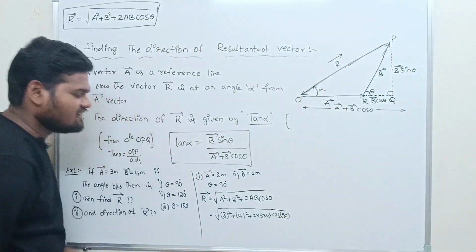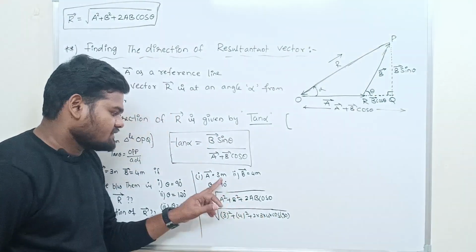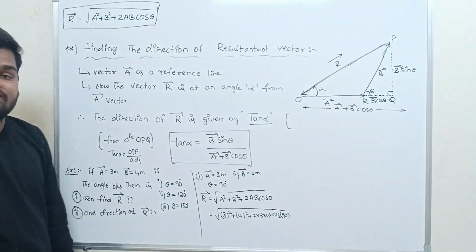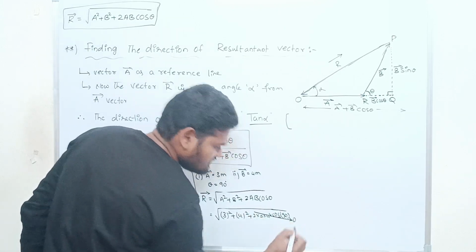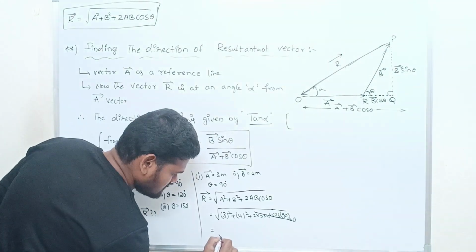Cos 90 degrees. Have a look. 2 into A. What is the value of A? 3. What is the value of B? 4, and theta is equal to 90. So what is the value of cos 90? The value of cos 90 is 0. That is equal to under root of.